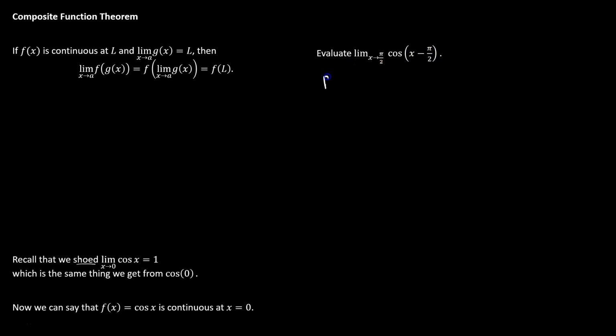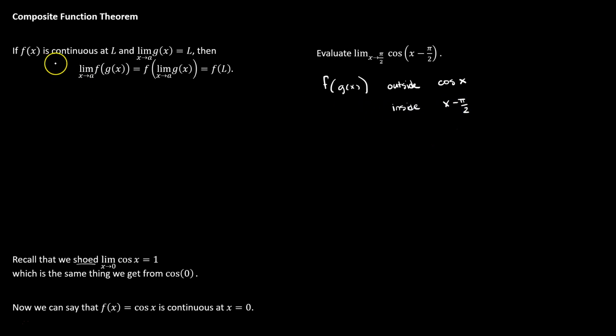Something to note is that we do have a composite of two functions. The outside function is f. That's the cosine x function. The inside function is g. That's the x minus pi over 2 function.